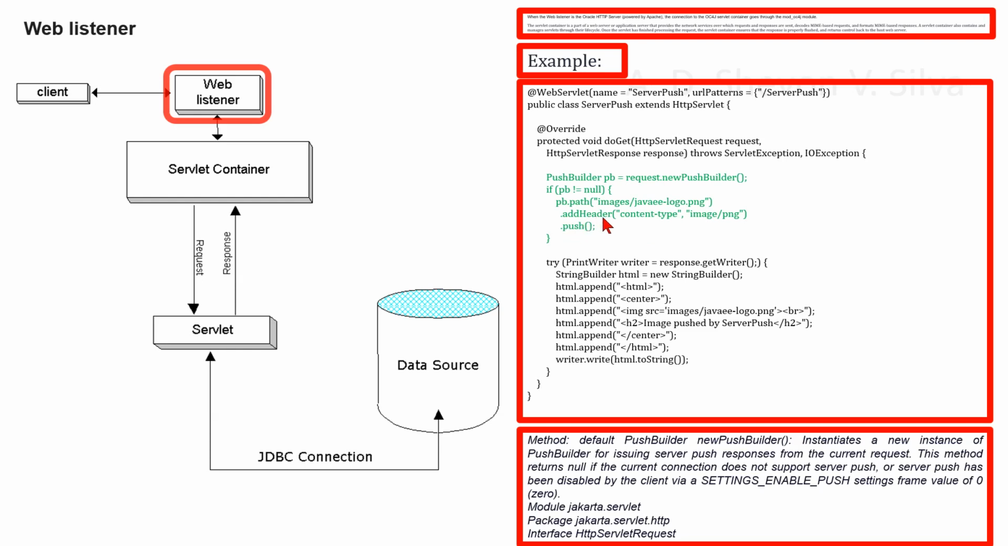Here the method push, void push, pushes a resource given the current state of the builder. The method must be non-blocking.